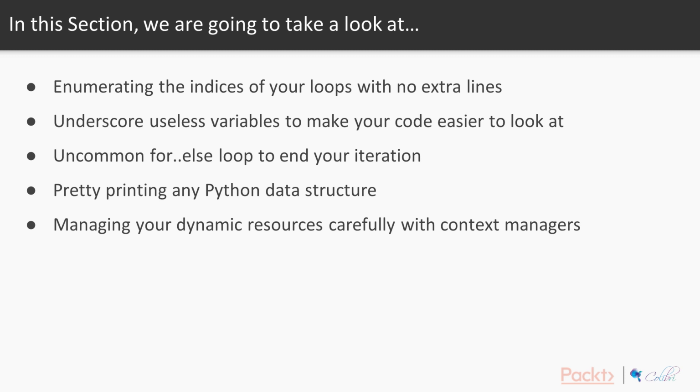In this section, we're going to take a look at 5 different patterns that would help you to become a better Python programmer. So number 1, we'll talk about enumerating the indices of your loops with no extra lines. Number 2, we're going to underscore useless variables to make our code easier to look at. Number 3, we're going to explore the uncommon for-else loop to end our iteration and situations where this might make sense to use. In the 4th pattern, I'm going to show you a very quick way of pretty printing any Python data structure. In the last video, I'm going to talk about how we can manage our dynamic resources instead of using open and close carefully with context managers. So let's go in and have a deep dive at each of these patterns.